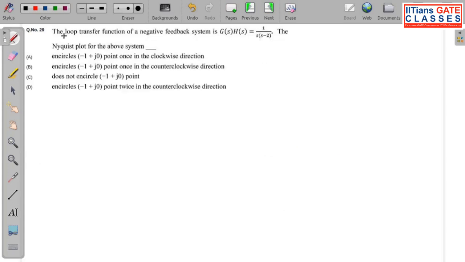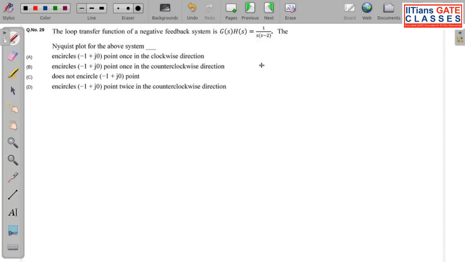So here this is a very simple question based on the Nyquist plot. What is the question given? The open loop transfer function of a negative feedback system is GH(s) is equal to this. The Nyquist plot for the above system, A: encircles the critical point once in clockwise, B: encircles the critical point once in counterclockwise, C: does not encircle, and D: encircles the point twice in counterclockwise. Okay, so they have asked you how many times the Nyquist plot for this system will encircle the critical point.